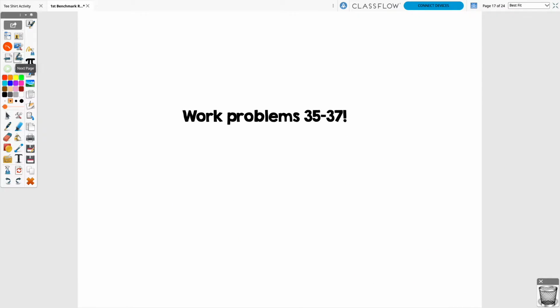All right, we're going to move on to problems 35 through 37. So remember, you can work with your table still, can still use those whiteboards for scratch paper. I'm going to put 3 minutes on the timer for these three problems.